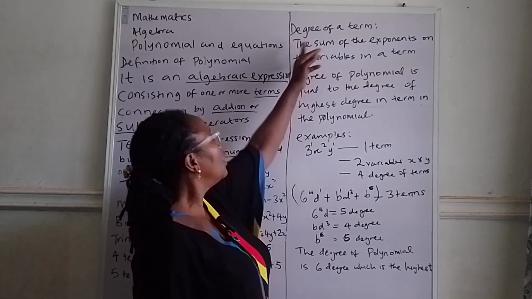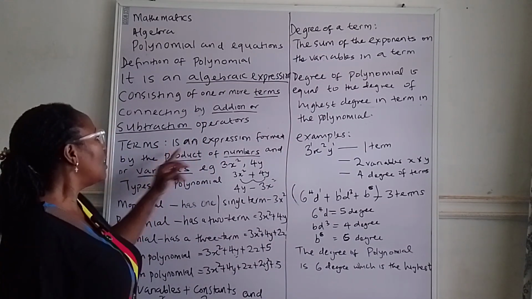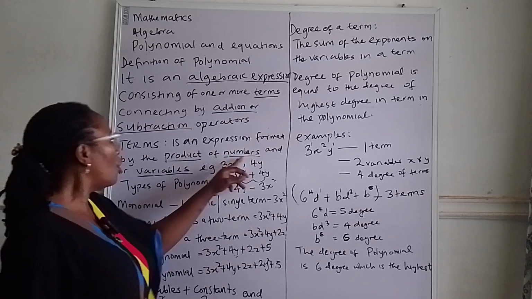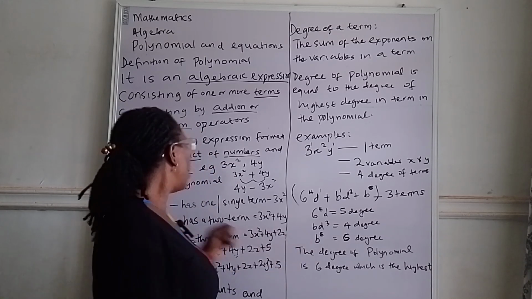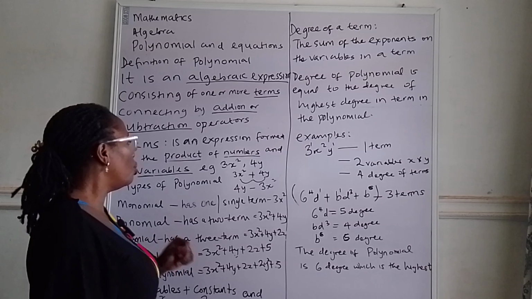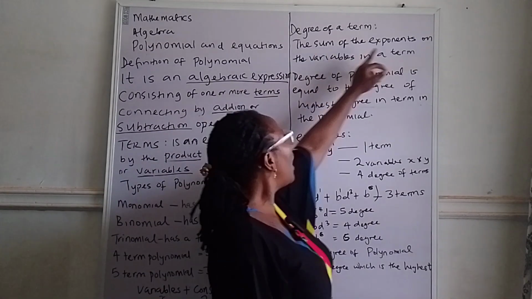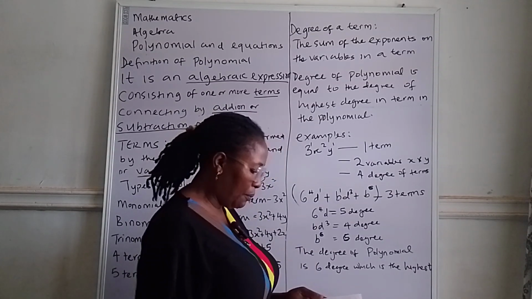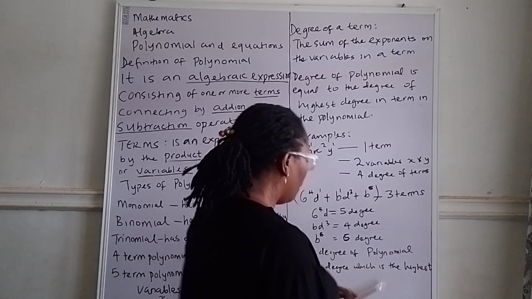Now I want to move to the degree of a term. I've already defined what a term is. It's an expression formed by the product of numbers and variables, or by the product of only numbers, or by the product of only variables, or the combination of the two. Now, the degree of a term is the sum of the exponents on the variables in a term.